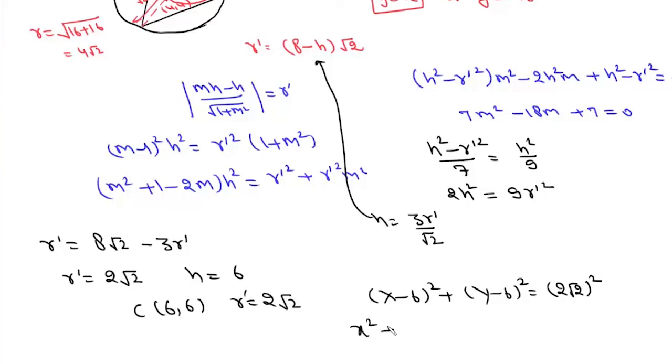We can also write this as x square plus y square minus 12x minus 12y, and this is 72. 72 minus 8 is 64. So plus 64 equals 0. And that is the answer to this question.